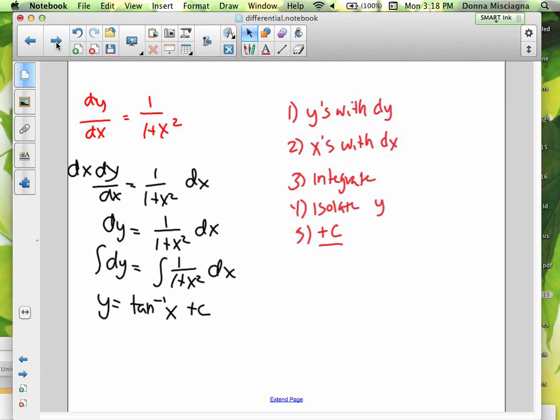How come if you take the integral of dx, it doesn't equal x, but you take the integral of dy, it equals y? This would equal.